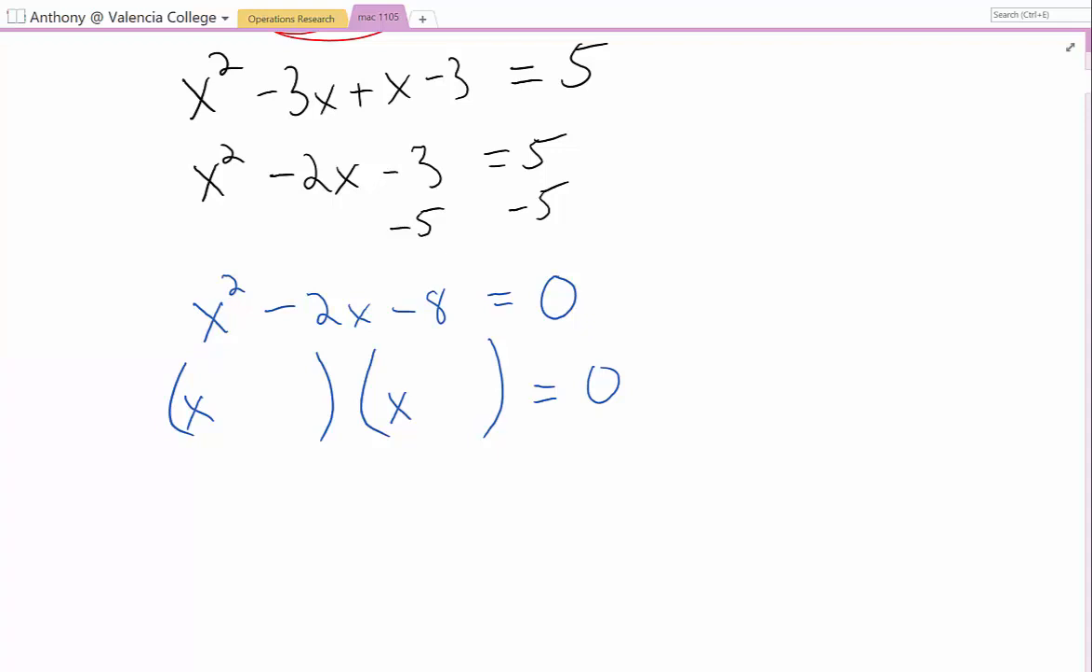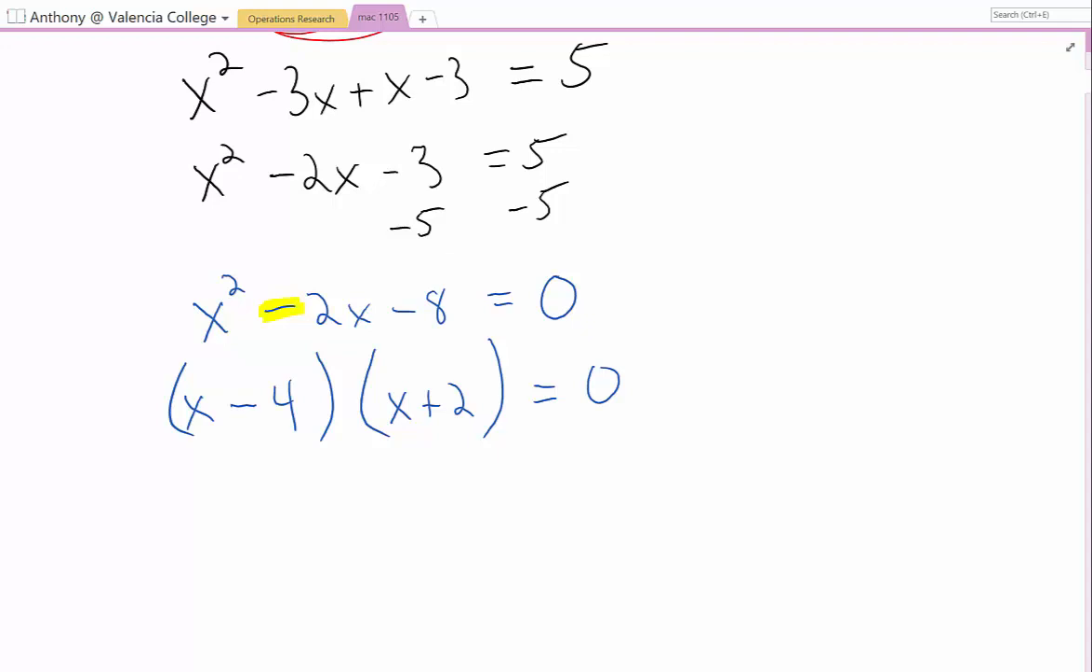Certainly 4 times 2 would give us an 8, but we've got to get the right combination of pluses and minuses. This is going to be x minus 4 times x plus 2. And just a little hint, if you're confused about what should be negative or positive, the sign of your B term tells you the sign of your largest number.